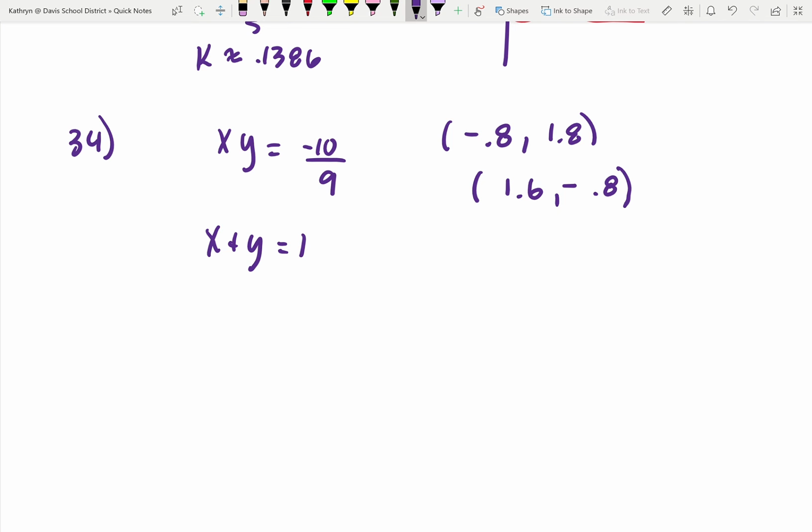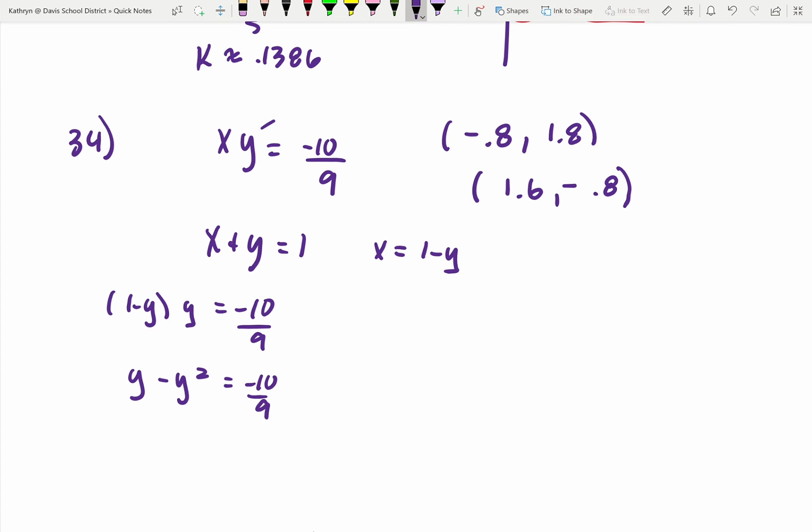So I cannot use elimination. I'm going to solve equation number 2 for x, so I get 1 minus y, and then I'm going to put it here. So I have x times y, which is 1 minus y, is negative 10 ninths. Oh sorry, I did that wrong. So x is 1 minus y, so that's 1 minus y times y. Distribute, and I get y minus y squared equals negative 10 ninths. Cross multiply, 9y minus 9y squared equals negative 10.